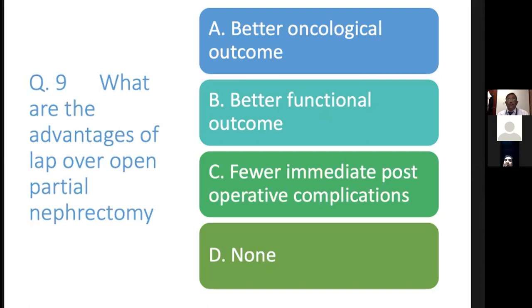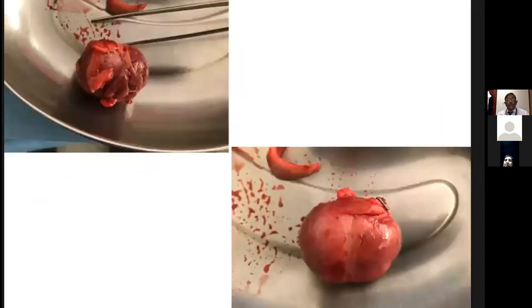Okay, so I counseled her and said that I don't do lap. So if she wants to get it done from somewhere else, I would suggest a good center, because lap partial for this kind of tumor is a significant undertaking. She opted for open, and I did an open partial nephrectomy.